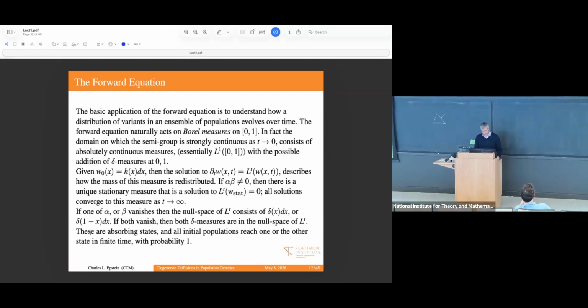Okay, if one or other of alpha or beta vanish, then the null space of L transpose consists of the delta function located at that point. So delta of x if alpha is 0, and delta of 1 minus x if beta is 0. If both of these vanish, then the delta measures are actually in the null space of L transpose. And these are absorbing states.